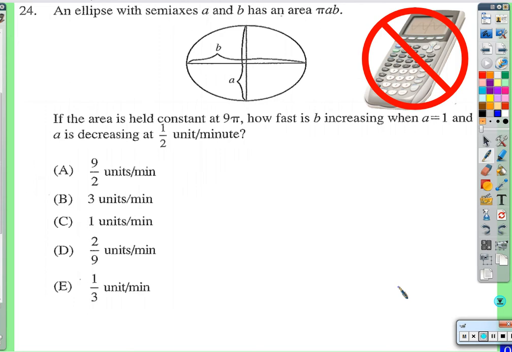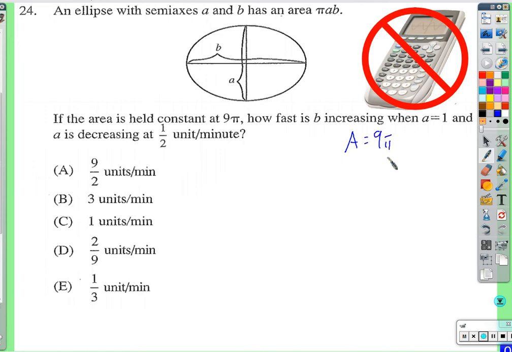It's actually approved, it's fine. All right, so they're just identifying the parts of the ellipse that they're gonna use. The area is held constant at 9 pi, so if anything changes about this, the thing that doesn't change is the area. It's always 9 pi.